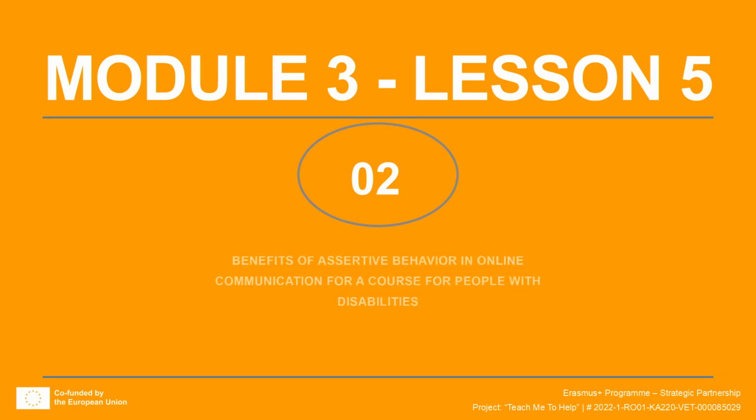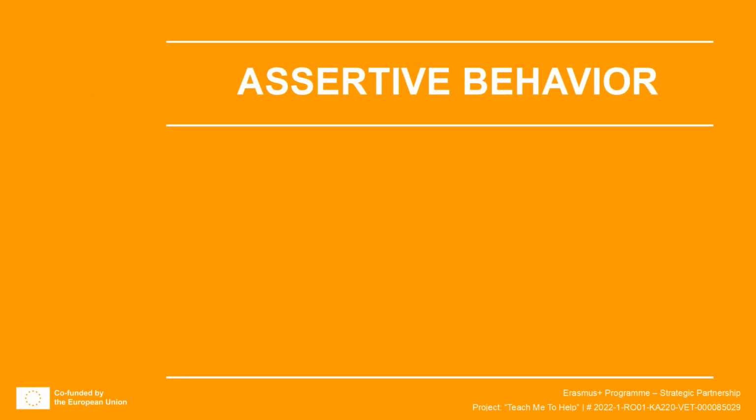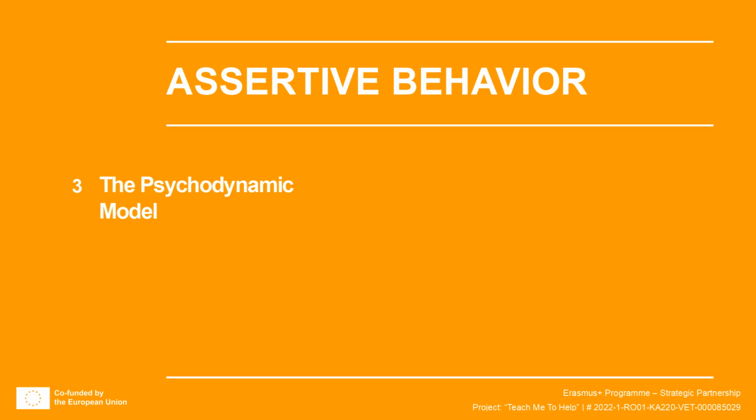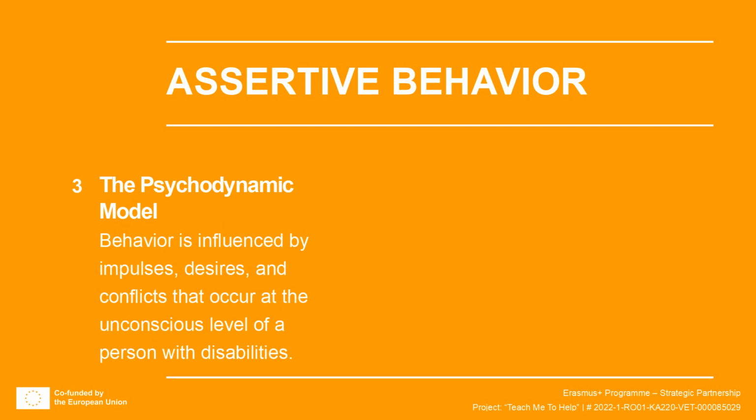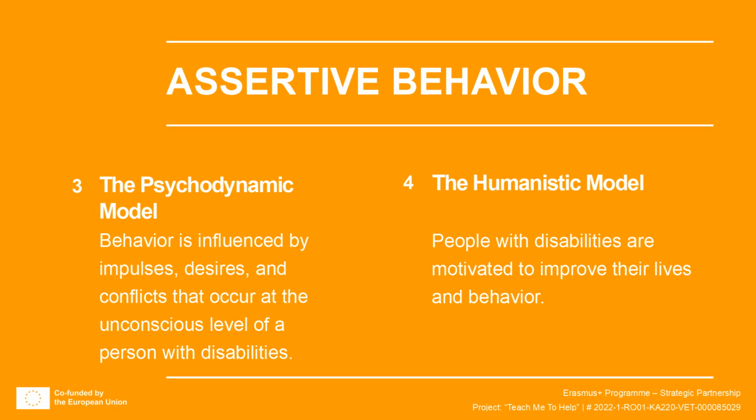Two, benefits of assertive behavior in online communication for a course for people with disabilities. 3. The psychodynamic model. Behavior is influenced by impulses, desires, and conflicts that occur at the unconscious level of a person with disabilities. 4. The humanistic model. People with disabilities are motivated to improve their lives and behavior.